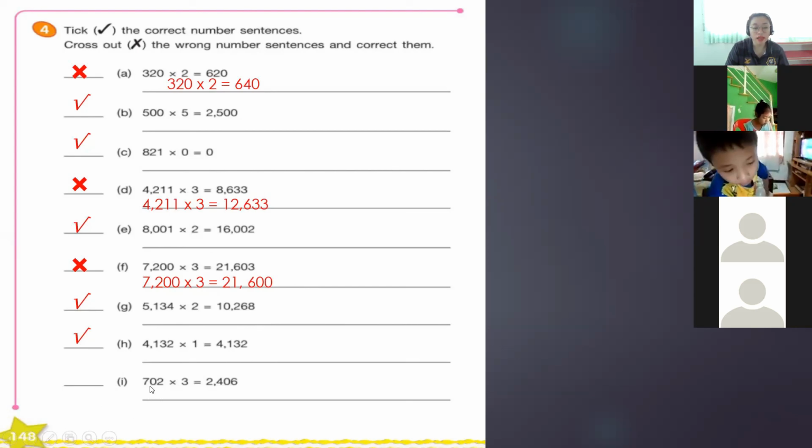We have 702 multiplied by 3 is equal to 2,406. Is this correct? Okay, so let's see. 3 times 2 is 6. 3 times 0 is 0. 3 times 7 is 21. So the correct product should be 2,106. So the product of 702 multiplied by 3 should be 2,106. So letter I is wrong. Okay, so that is for exercise number 4.